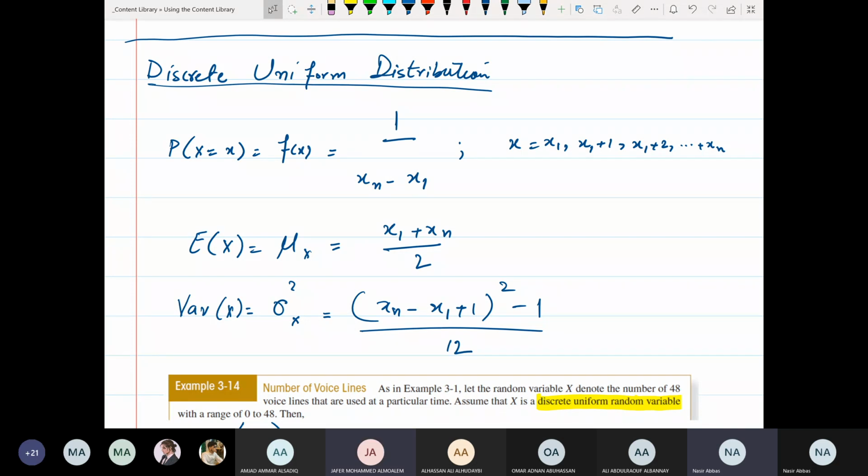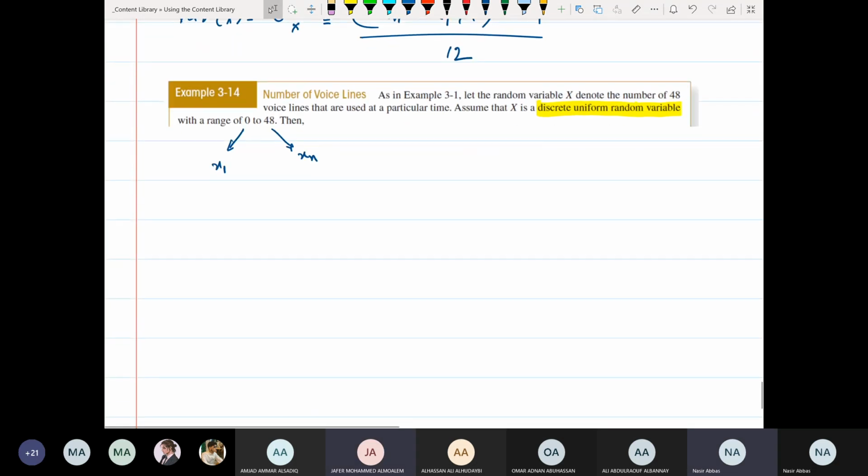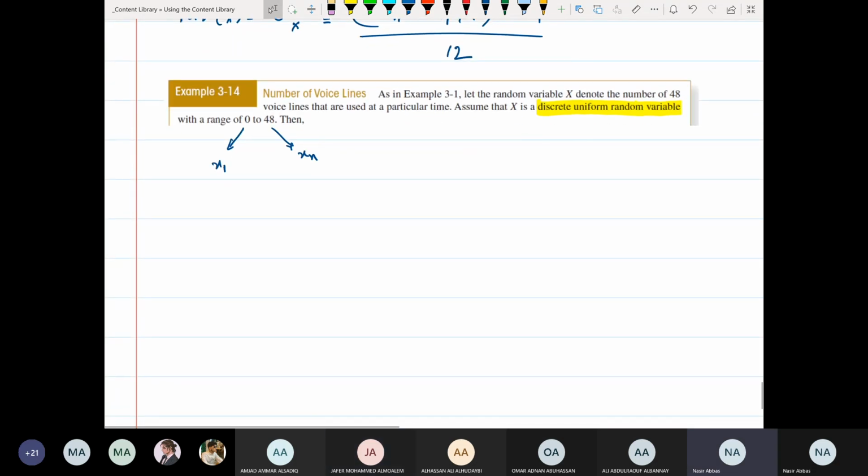Doctor, will this statement always be written in the questions? Yes, if there is a question about discrete uniform, it will give you the words discrete uniform random variable. Okay, thank you.